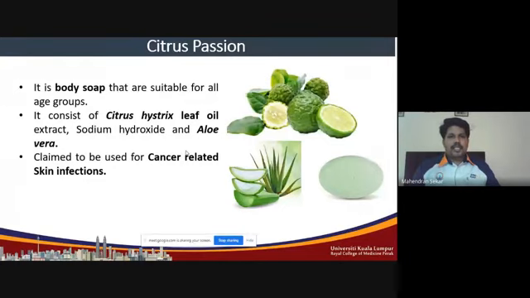So this is a citrus passion soap, which is made up of citrus hystrix leaf oil extract and sodium hydroxide, and aloe vera is one of the main ingredients. When you look at the commercially available cosmetic products, you can see aloe vera gel is one of the main ingredients present. But we are not converting it into a product. Aloe vera gel, we know it is used for many medicinal purposes, and even for cosmetic purposes, but we are not converting it into a product. Instead, whatever research we do, we give the information to others. Other countries' people get information from our research material and use it in their product, and they get money from the product.